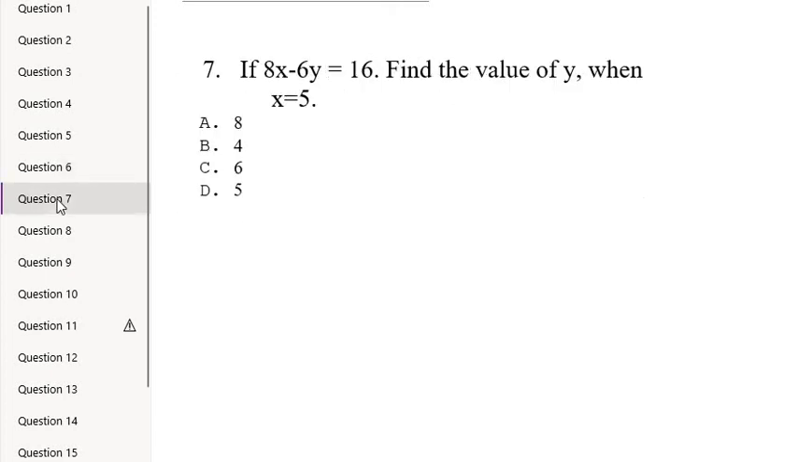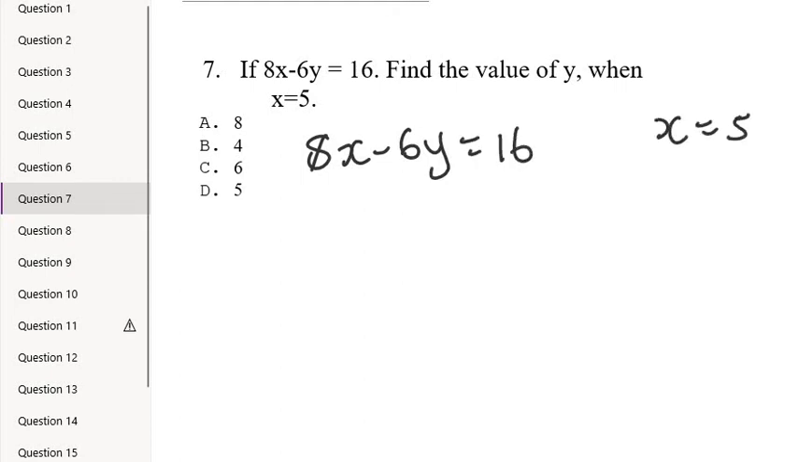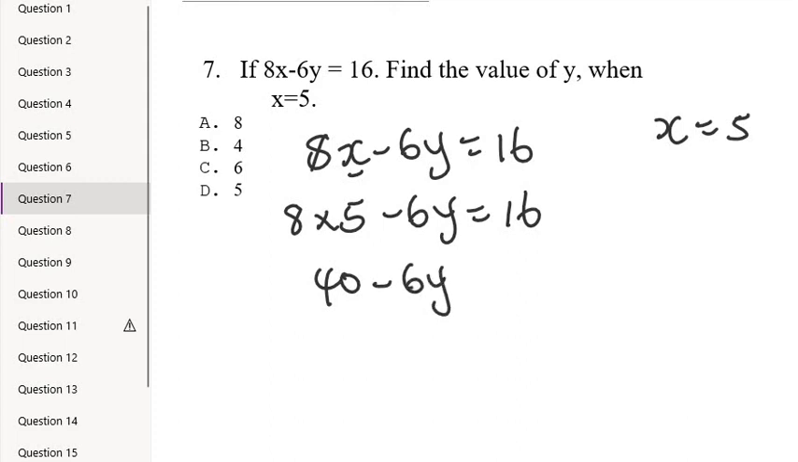Question 7. 8x minus 6y equals 16. X equals 5. Find y. So 8x means 8 times x. Replace x with 5, you have 8 times 5 minus 6y equals 16. 8 times 5 is 40, minus 6y equals 16.